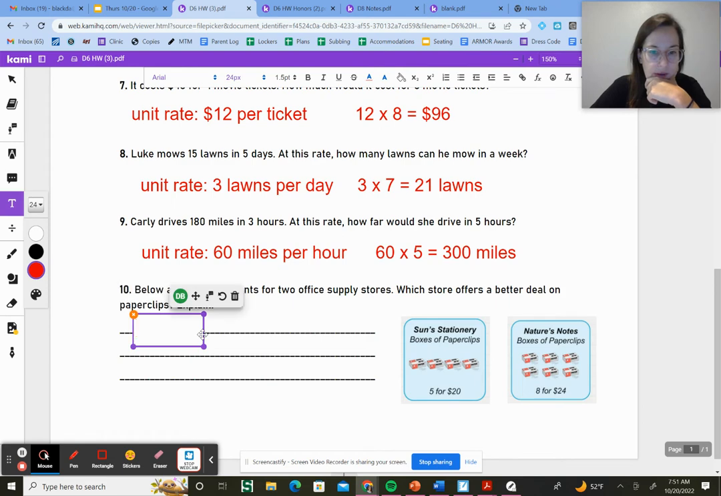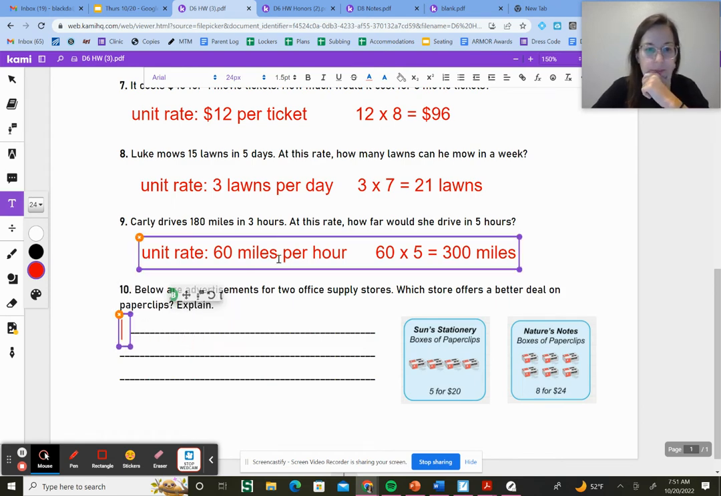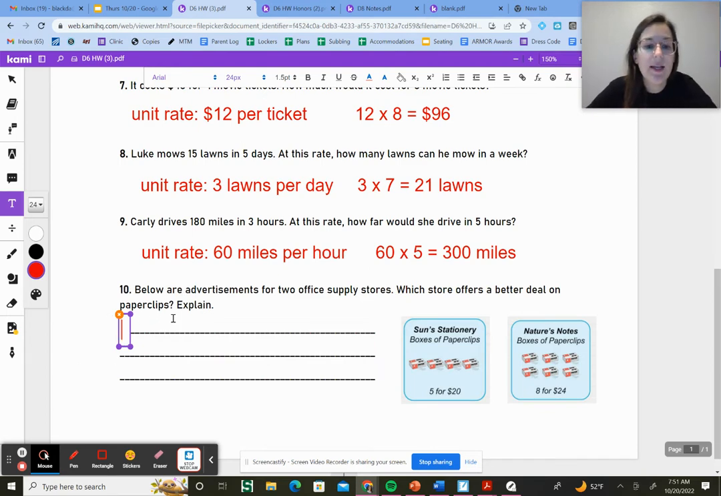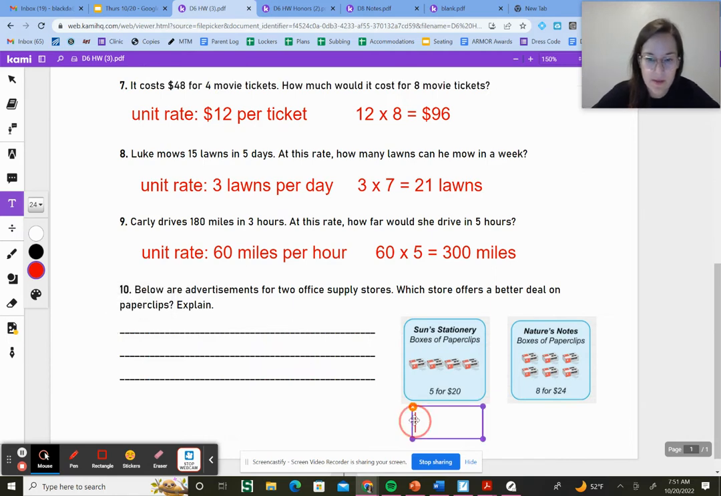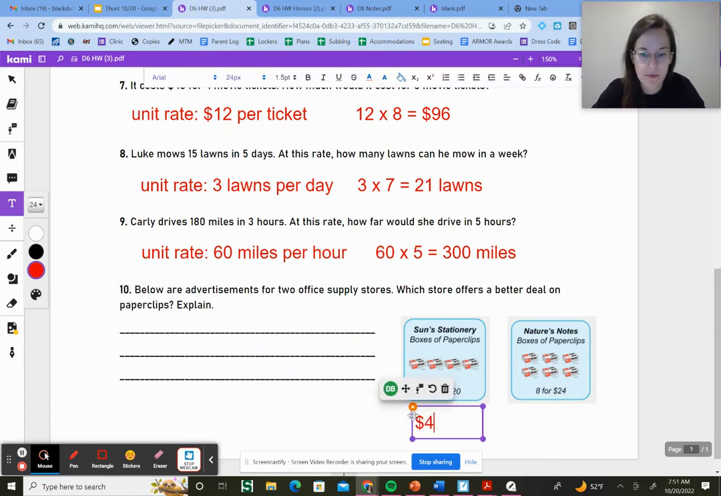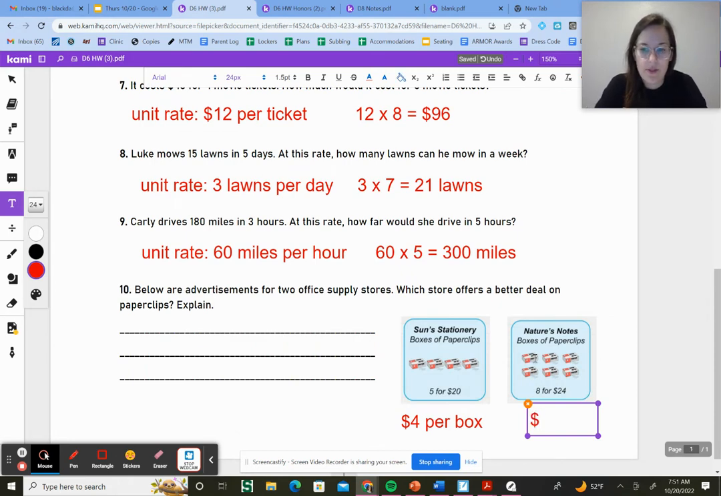All right, below are advertisements for 2 office supply stores. Which store offers a better deal on paper clips? It says explain, so if you did not explain, don't give yourself credit. All right, let's see. So Sun Stationery, 5 for 20. So 20 divided by 5, that would be $4 per box. Then Nature's Notes, $24 for 8. That would be $3 per box.